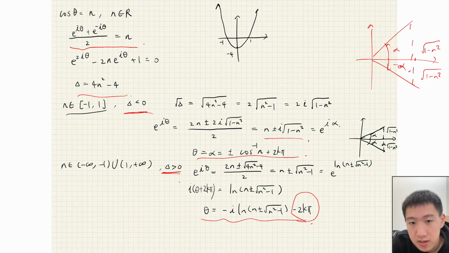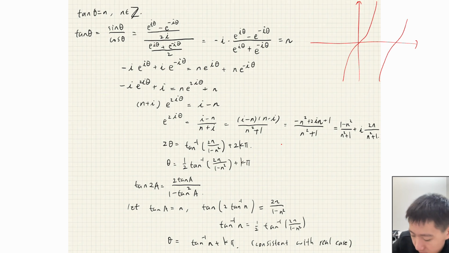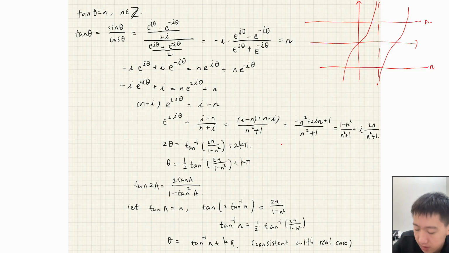And let's look at the last one, which is we want to solve tan θ. So tan θ, you should know that it looks like this, and it will always have a solution regardless of the n. So you just need to verify that even though you use complex numbers, you will have the same result as you do the normal way. So you start from the complex definition and you go to the quadratic and you get to this step and you get to this step.